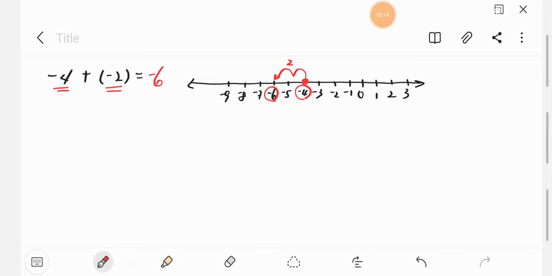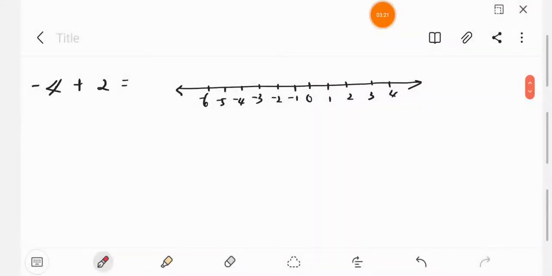Okay, let's try more examples. Let's add two numbers. One is a negative number, -4, and 2 is a positive number. So starting from -4, put a dot, and I'm going to add the positive number 2 to this -4. Since 2 is positive, you are moving to the right 2 units. So you are at -2. The answer will be -2.